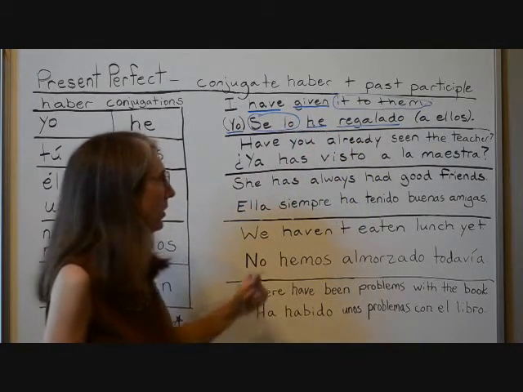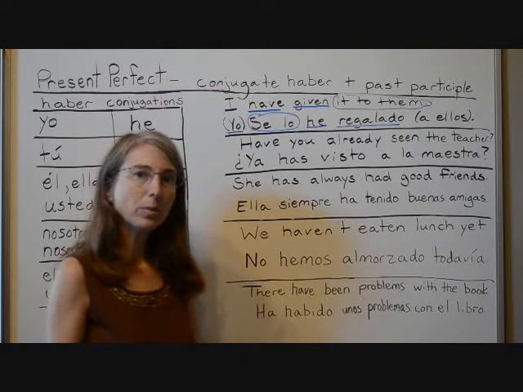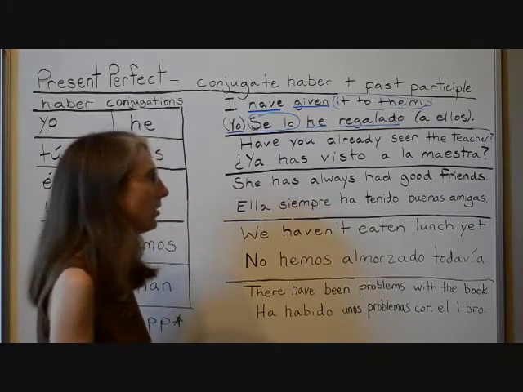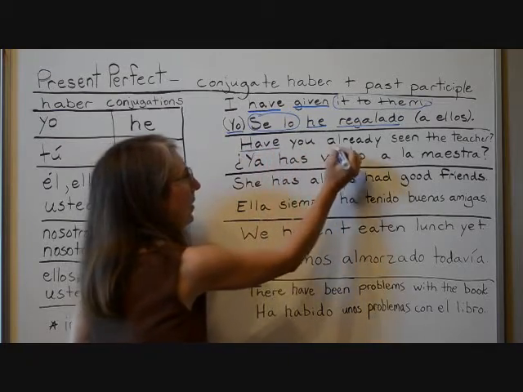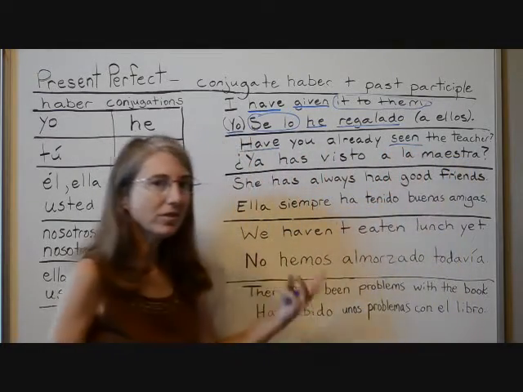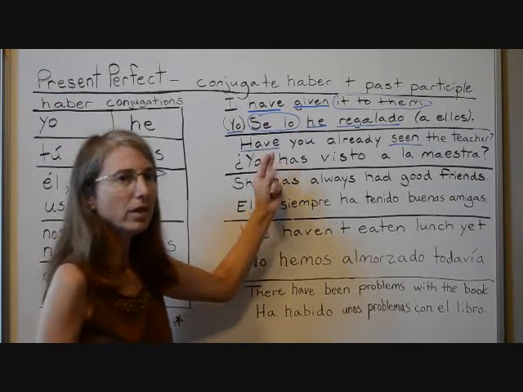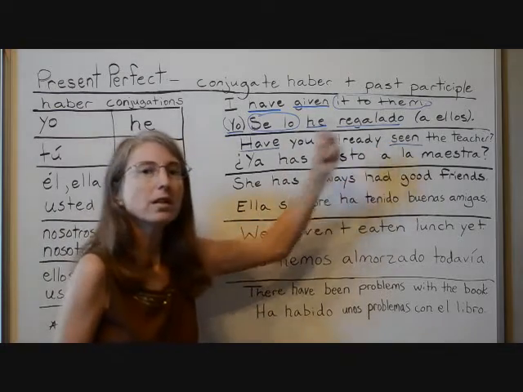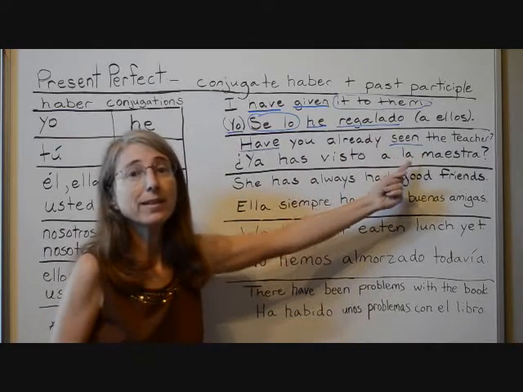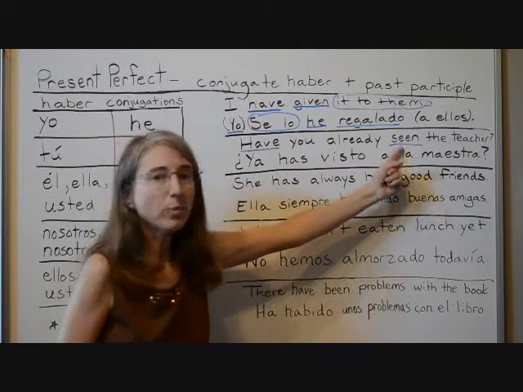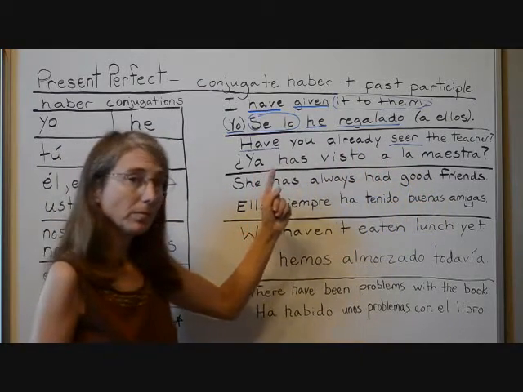Let's look at another example. Have you already seen the teacher? So what's our present perfect in this sentence in English? It's going to be have seen. And notice how again, in English, we have and then some other words and then seen. In Spanish, these two words, haber and the past participle, will never be separated. But in English, sometimes we do.